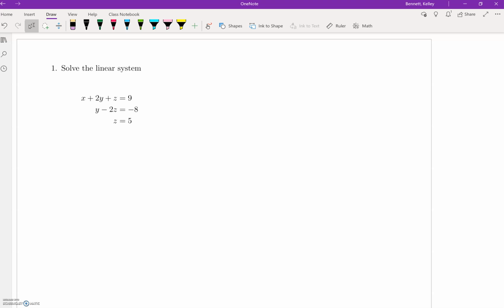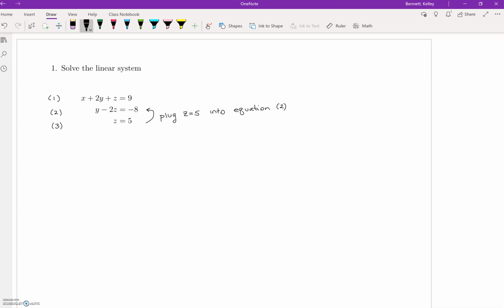So the first thing that you want to do is we're going to plug z equals 5 into equation number 2. So we're going to call this equation 1, equation 2, and equation 3. And this is a really common way of identifying which equation you're referencing.